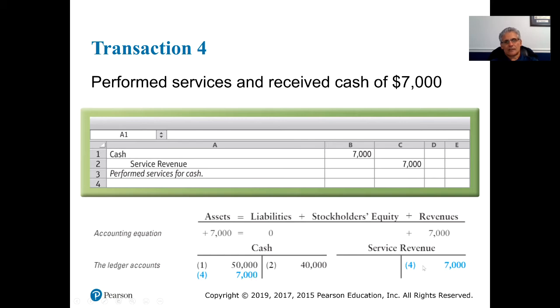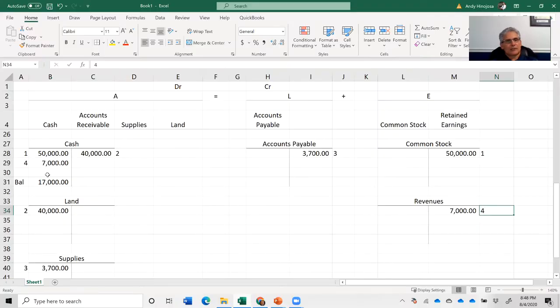This is the T accounts and how they're impacted. The T account is service revenue, number 4. That's exactly what's going on here. I'm putting the references on the outside of the numbers. That's the only difference.